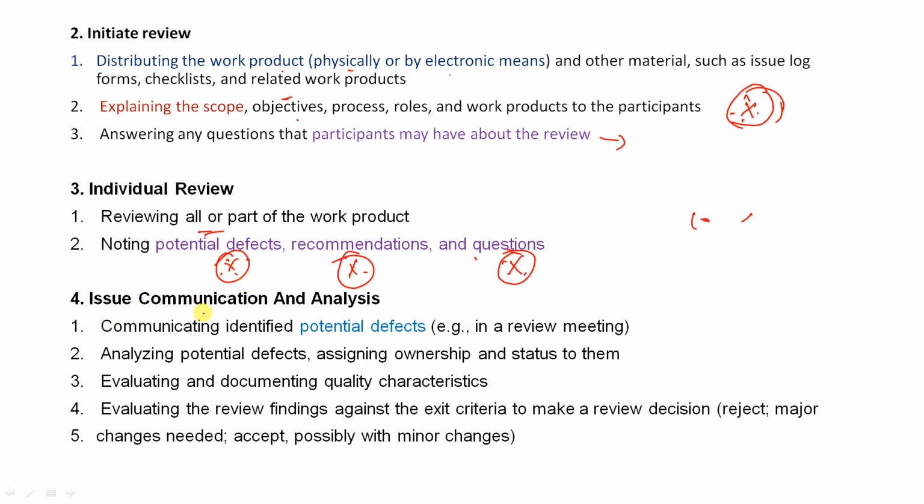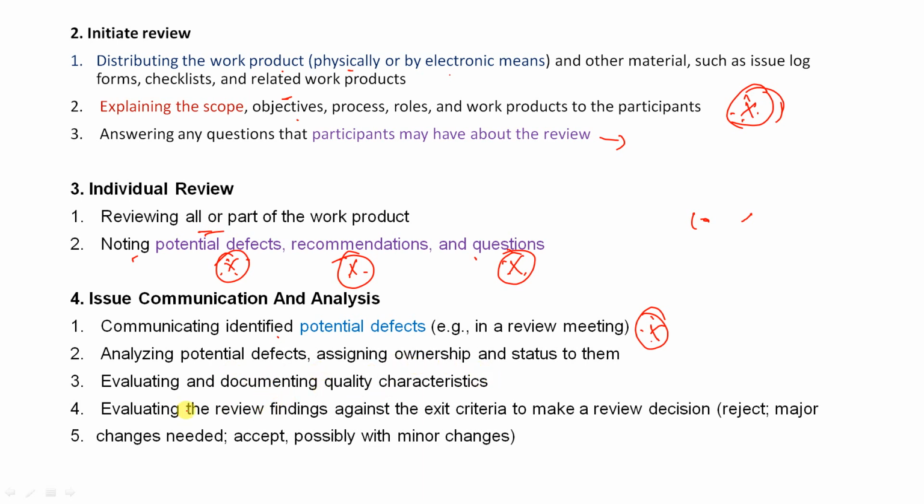Coming to issue communication and analysis: communicating the identified potential defects. Whatever is noted down in the individual review will be communicated here, like when you send a mail or discuss with your colleague. After letting them know, there will be some analysis, analyzing the potential defects, which also happens in this phase. Then evaluating, which is the same kind of analysis. Evaluating means deciding what the severity is and what priority should be assigned.